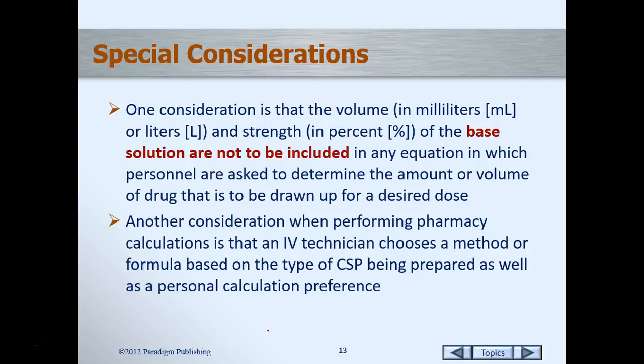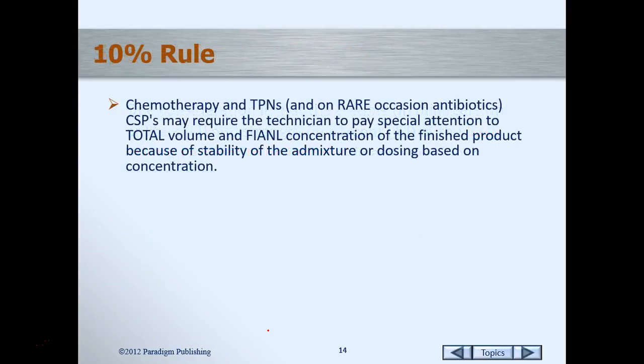Some special considerations, like I said, the base solution, but another consideration is calculations that an IV technician chooses the method or the formula based on the type of the CSP being prepared. Mostly it's going to be your personal preference, but we're going to go through the 3 primary types of calculations. Before we do that, I want to talk about something we call the 10% rule.